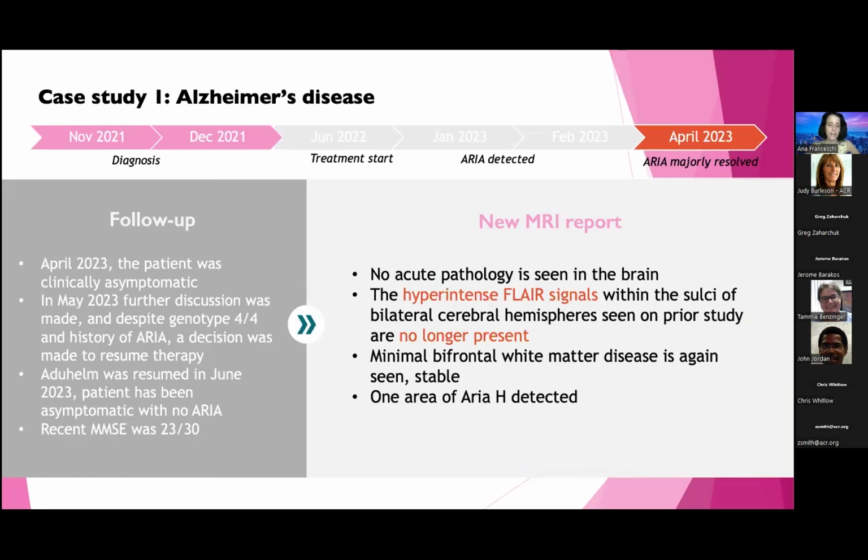At that point, the patient was clinically asymptomatic, and after further discussion with the family, and despite the APOE4 genotype and history of ARIA, a decision was made to resume therapy. And the patient continued to be asymptomatic with no ARIA and a stable MMSE.